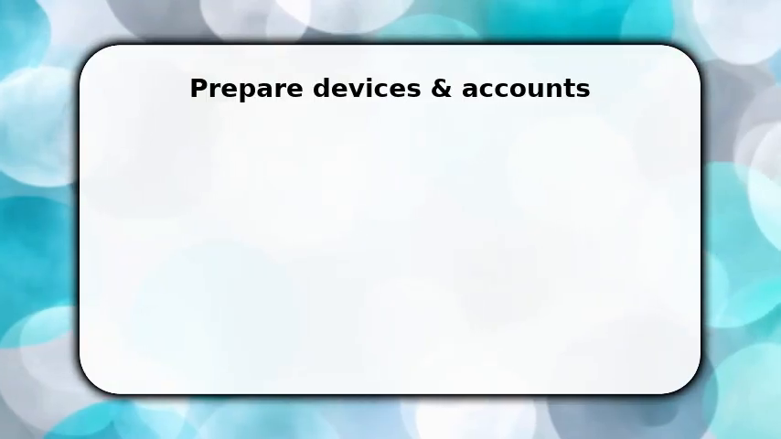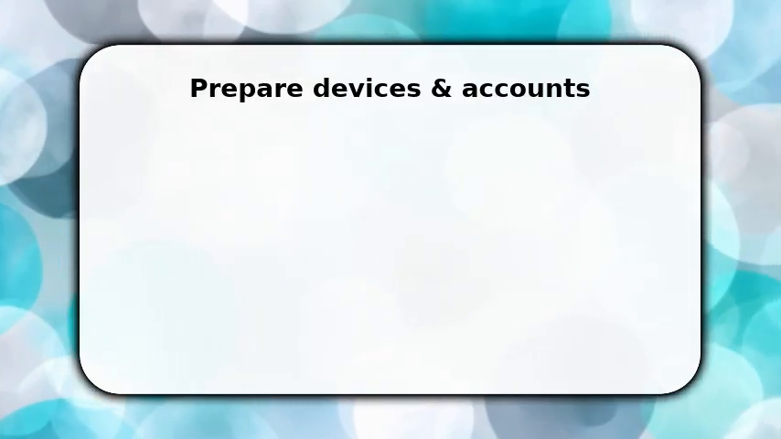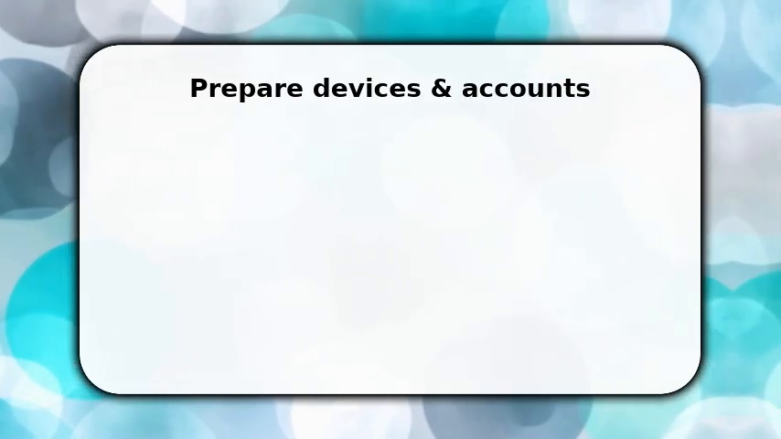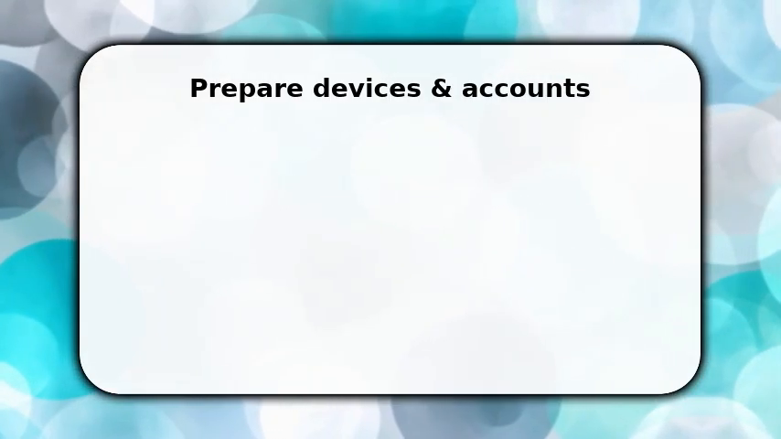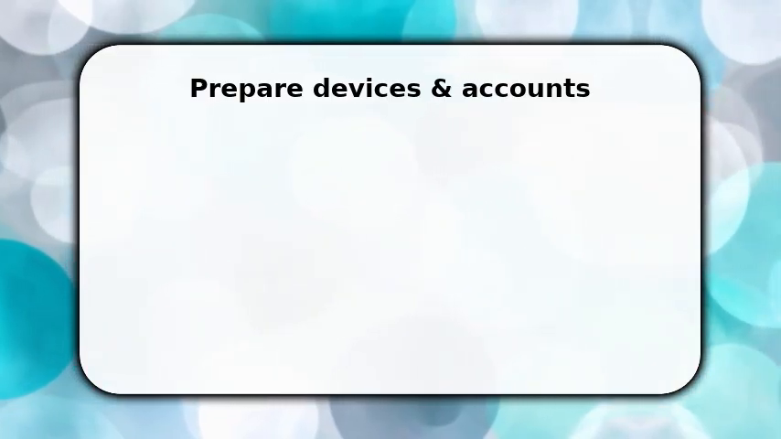You begin by prepping both devices, charge them, connect to the same Wi-Fi, and update apps. On Android, install Move to iOS and make sure WhatsApp is the latest build. On the iPhone, complete initial setup until you reach the apps and data screen.